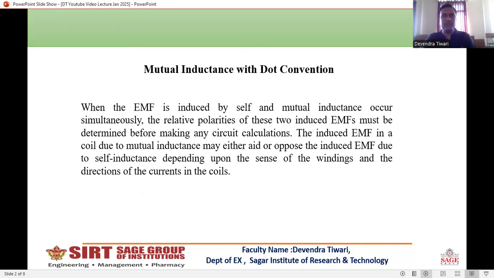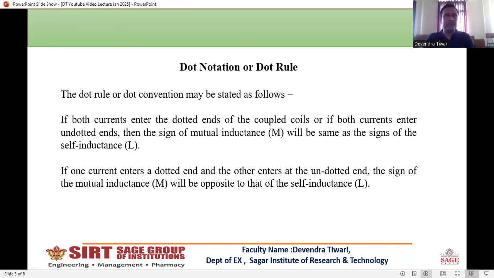How will we assign the polarities? As we already know, self and mutual inductance occur simultaneously, so polarities are what we are interested in finding out. So we have to examine the dot notation, or dot rule. The dot rule or dot convention may be stated as follows.